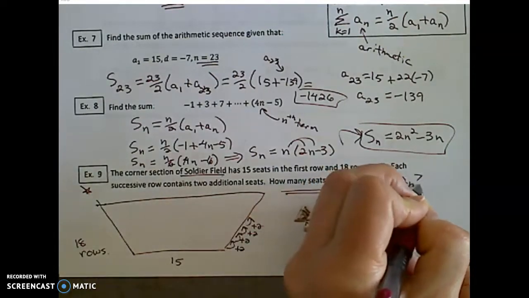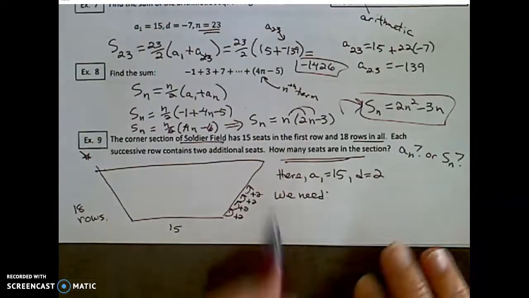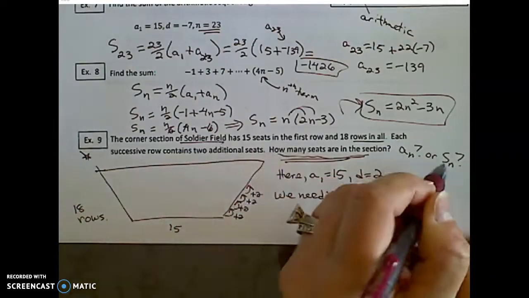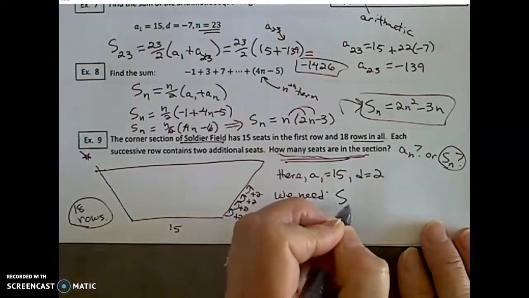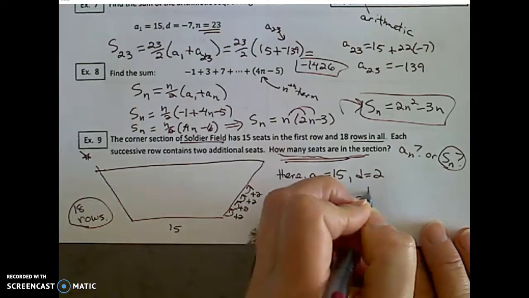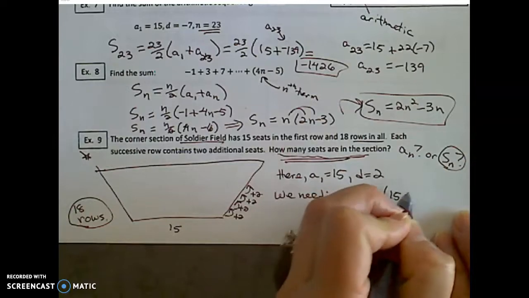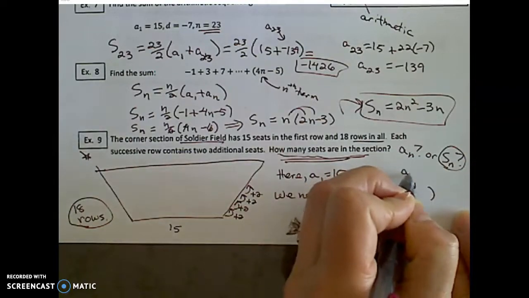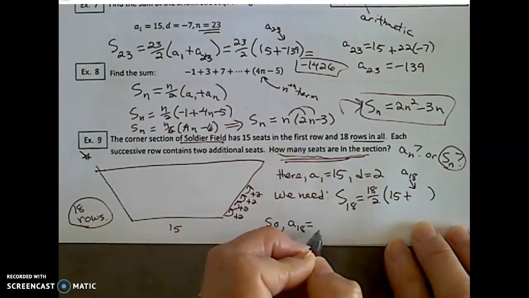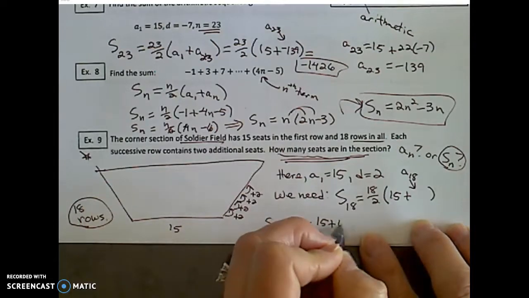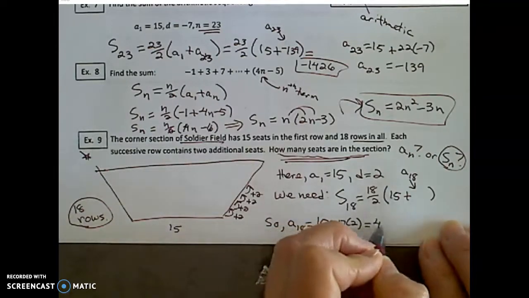Is this an a sub n question or a sum question? Pause for a second. Okay, if we're asked just how many seats are in this section, that is a sum. It's the sum of what? It's the sum of the first 18 rows, so that's my n. It will always be the number of rows divided by 2 times the first. I'm given a sub 1 is 15, plus the last. The problem is I don't know what a sub 18 is. So a sub 18 will always be the first term plus 1 less of those differences. So what is a sub 18? A sub 18 is 49.